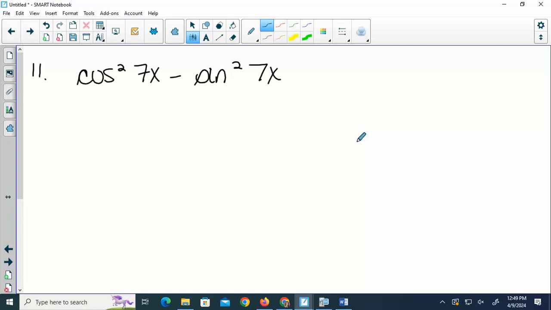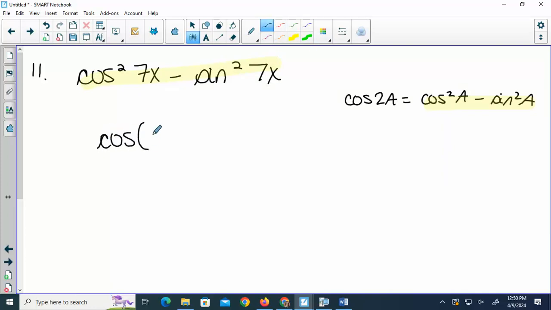Look at your flip chart. You are looking for something that involves a cosine squared and a sine squared. Cosine 2a. Okay, we have a formula, cosine 2a, which is cosine squared a minus sine squared a. So if I look at this, it is the right-hand side of the formula. So you're giving me the left, cosine of 2 times a.